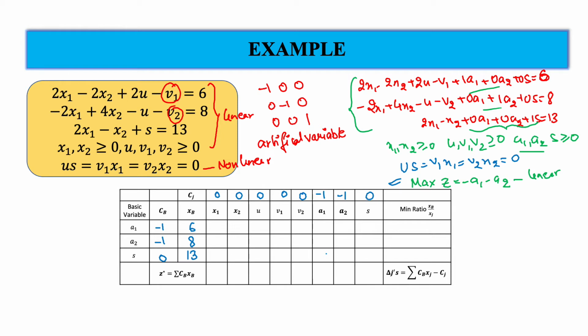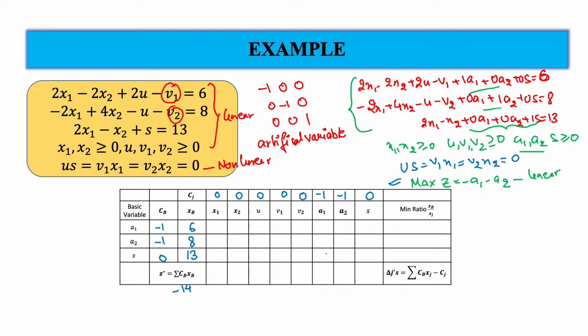Now find the z. If you find z, z is cb into xb. So it is minus 6 plus minus 8. So z is minus 14, which is not equal to 0.